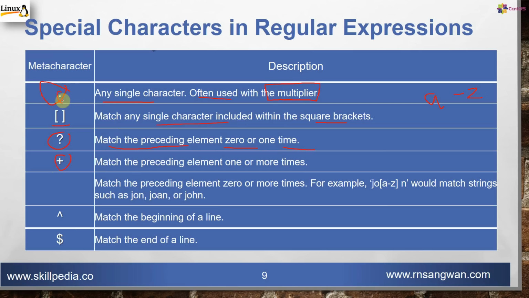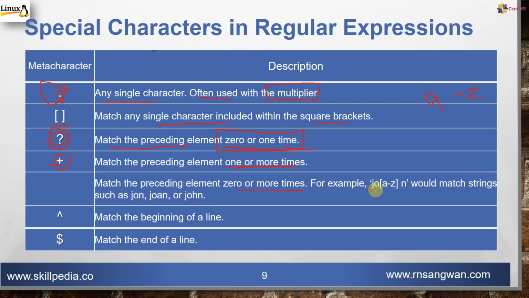Question mark matches the preceding element 0 or 1 time. That means a single character. If you want 0 or 1 time, you can use dot question mark. Plus means 1 or more times. Question mark means 0 or 1. So remember, 0 or 1 is the question mark, 1 or more is the plus sign. Star matches the preceding element 0 or more times.